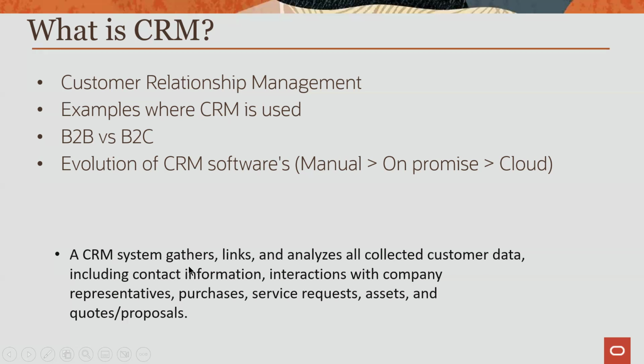So basically, this CRM system gathers, links, and analyzes all the customer data, including contact information and interactions with the company representatives. It captures the customer info, like their email, phone number, their address, so that we can contact that person, and in which company they are working. This information is mainly captured, and it is centralized.